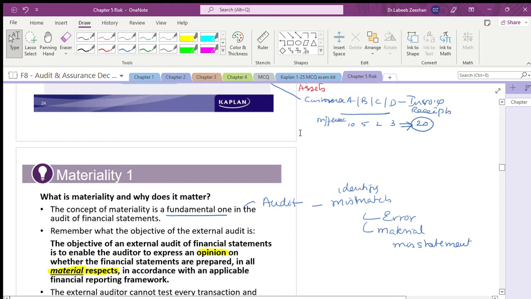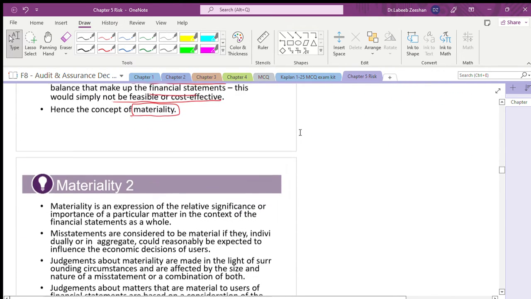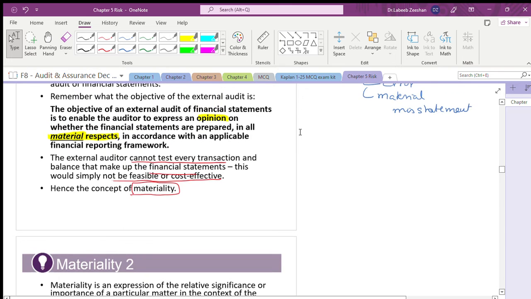Next, how materiality matters. It is about how it is going to impact the judgment of the audit. Just give me 2 minutes and we will have a break for the prayers.